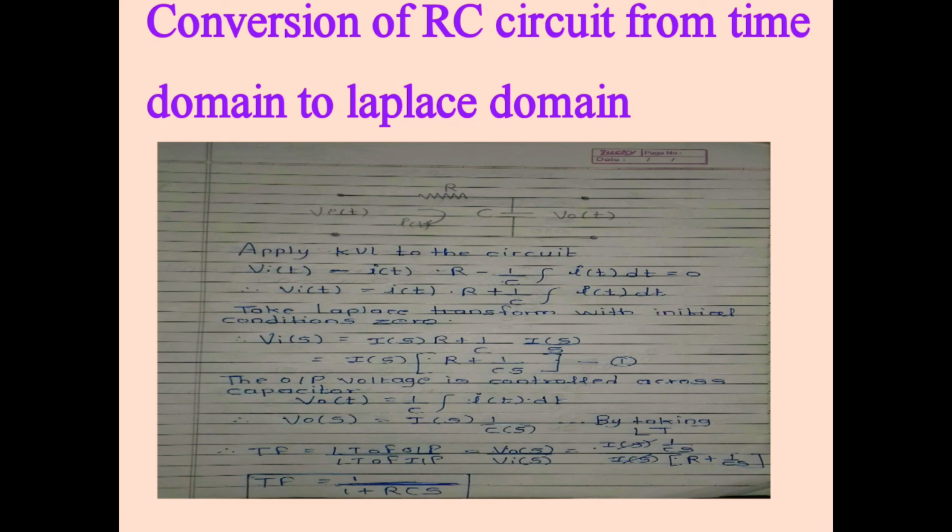Transfer function is equal to Laplace transform of output upon Laplace transform of input, that is Vo of s upon Vi of s. So Vo of s is I(s) into 1 upon Cs, whereas Vi of s is equal to I(s) into R plus 1 upon Cs. So I(s) gets cancelled. The numerator is 1 upon Cs and the denominator R plus 1 upon Cs. After cross multiplication, it becomes RCs plus 1 upon Cs. So Cs again gets cancelled, and the final transfer function becomes 1 upon 1 plus RCs.